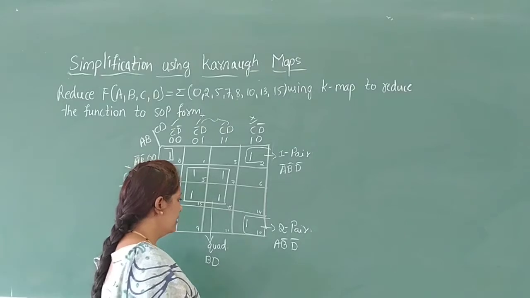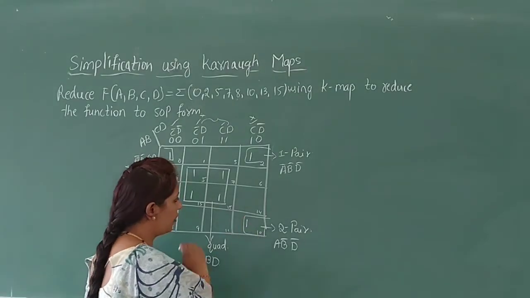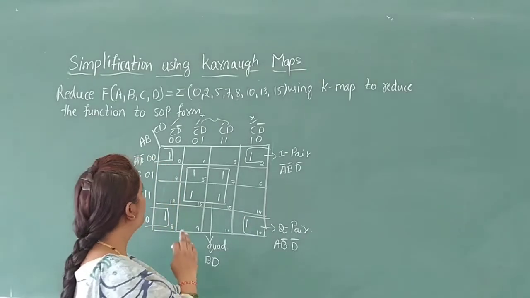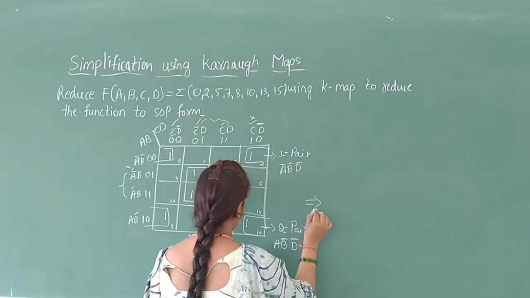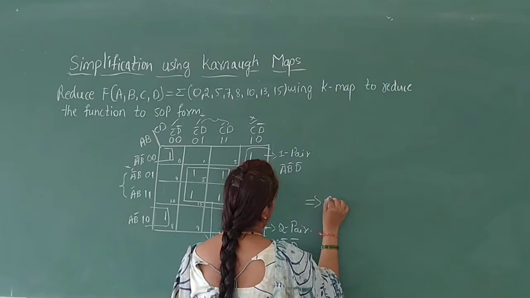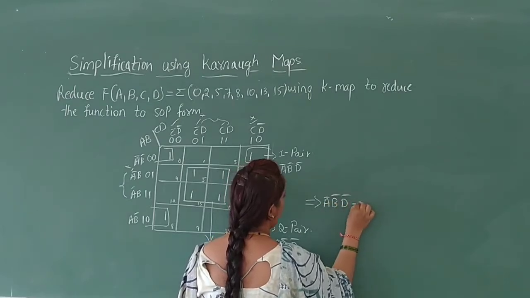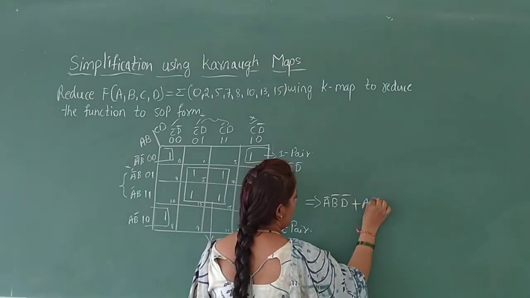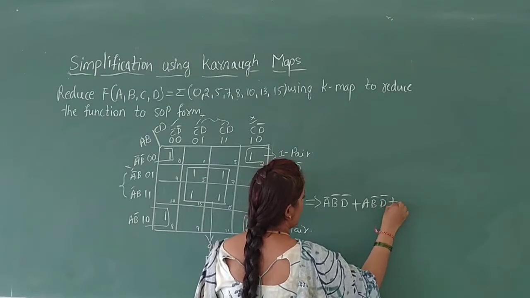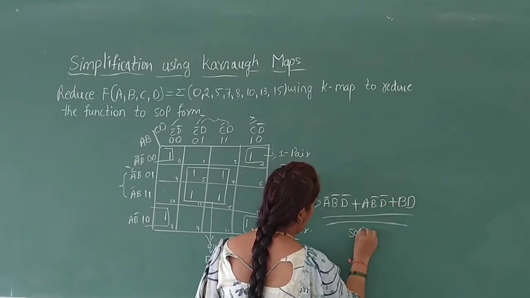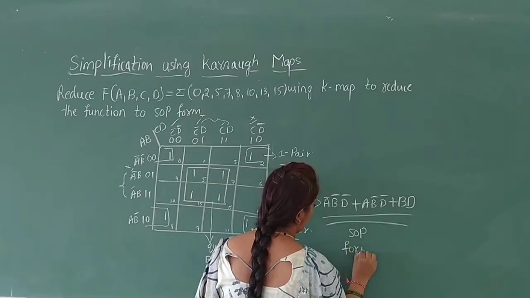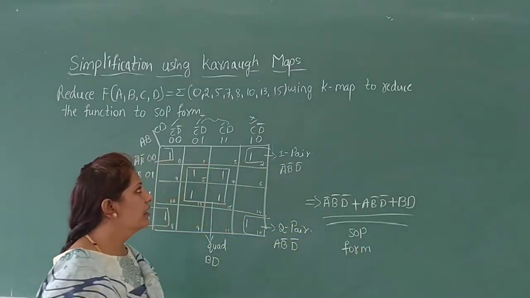Again, the sum of all these product literals will give a sum of product form. Then write the SOP form: A bar B bar D bar plus A B bar D bar plus B D. This is the final SOP form created using K-map.